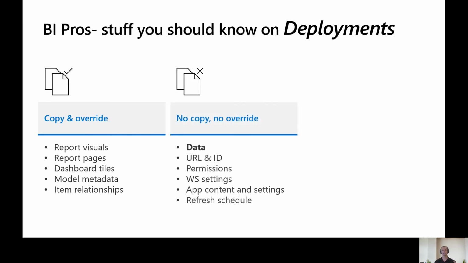The second bucket is no copy and no override. Each property in this bucket isn't being copied and will not be overridden once configured. The most important property here is the data. Data is not copied along with its dataset.